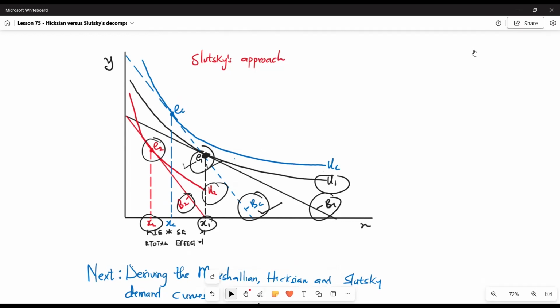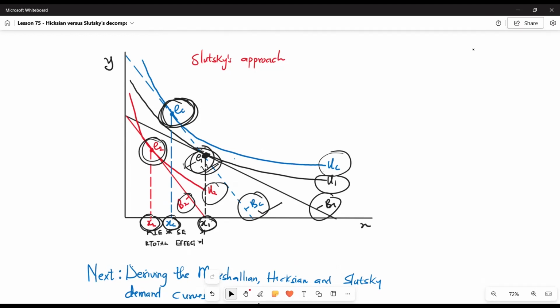Now we see in our figure here that though bundle EC lies on the same budget line as E1, it moves the consumer to a higher indifference curve, which is UC, and gives the consumer a higher utility. We know that the movement from E1 to EC in this case, or the movement from X1 to XC, is our substitution effect, and the movement from XC to X2, or from bundle EC to bundle E2, is our income effect.